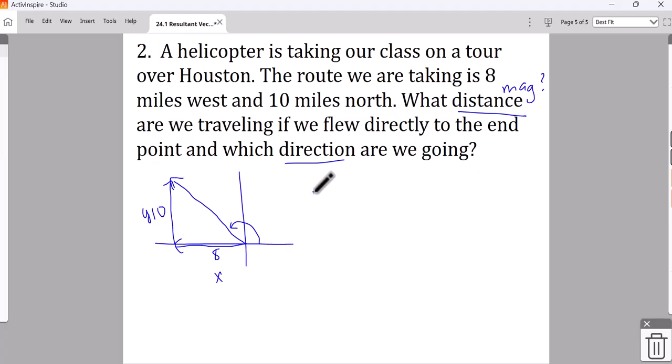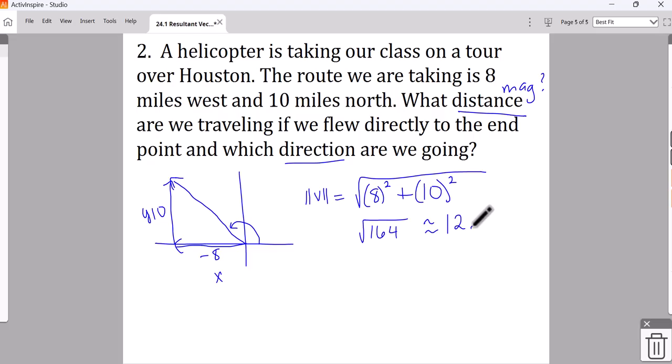And so here we have our magnitude is equal to the square root of 8 squared, which would actually be -8, plus 10, it's going north, and we would have the square root of 164, which is approximately 12.8, and that answer makes sense because that is the longer side between -8 and 10. And so this would be 12.8.